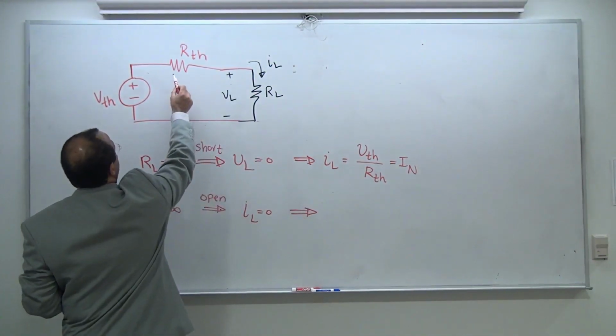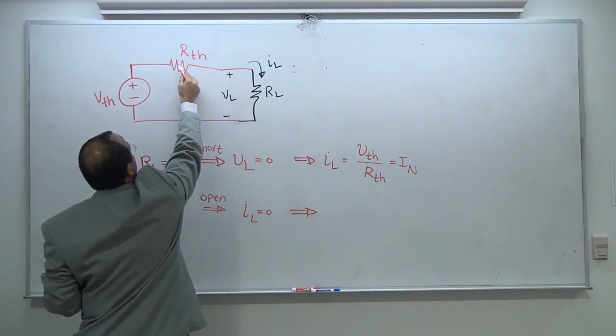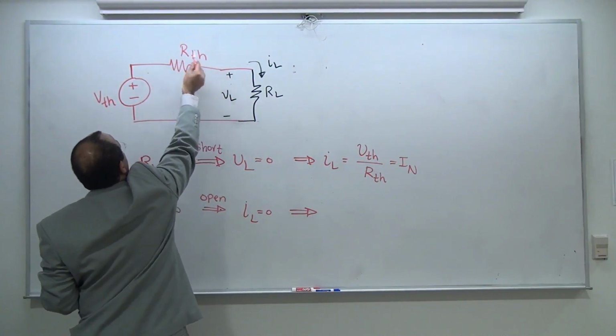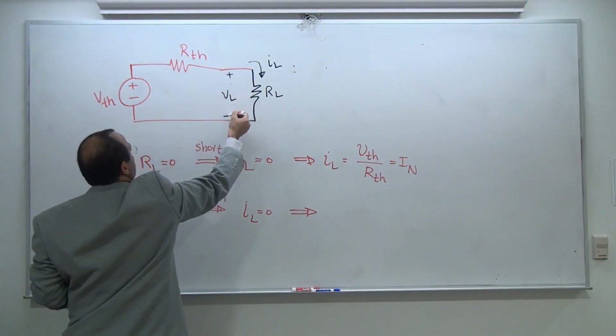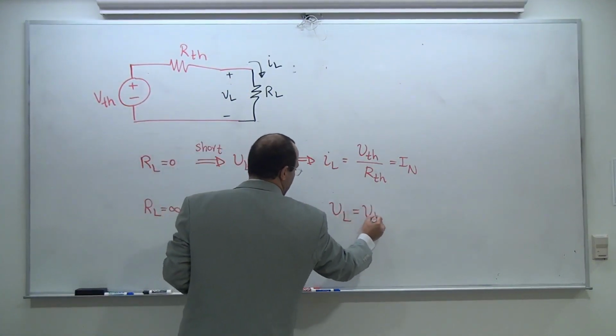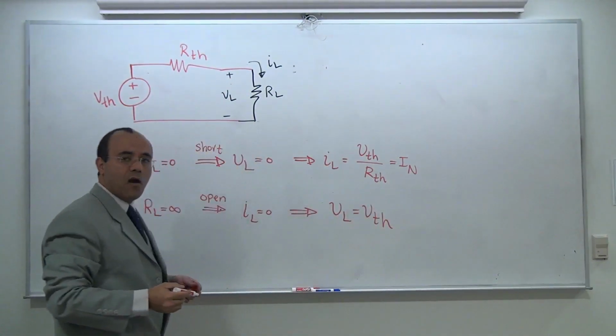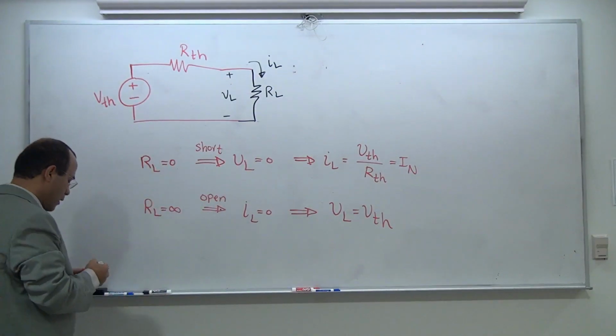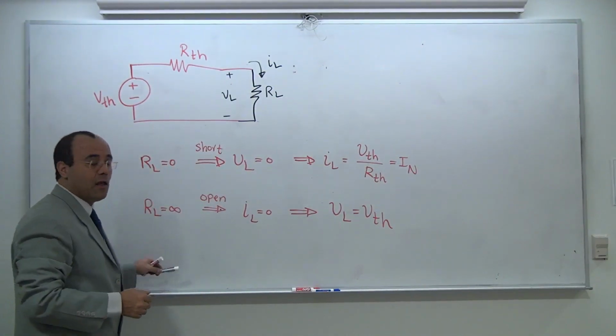And then take a look at my voltage. Because the IL is 0, the voltage drop across this resistor is 0, and therefore this voltage is the same as this voltage. So VL is equal to V Thevenin. That's what we said. That's the definition of Thevenin anyway, right?